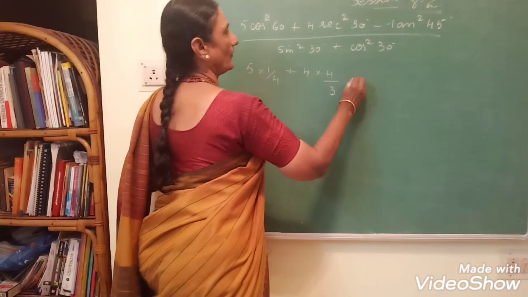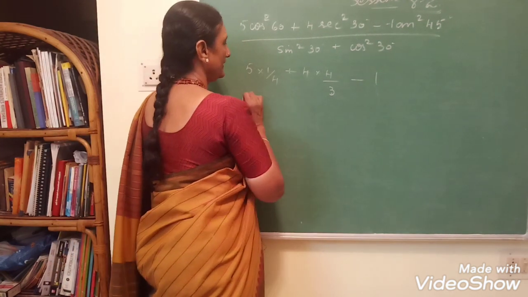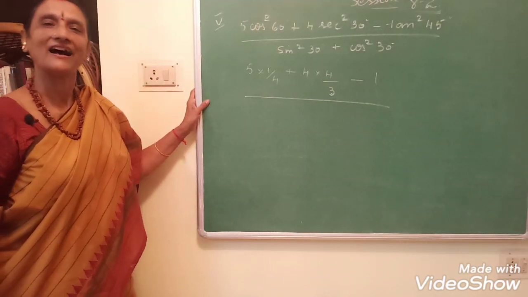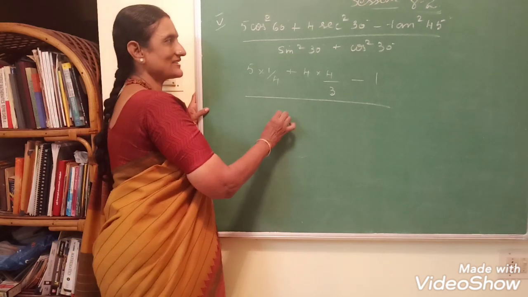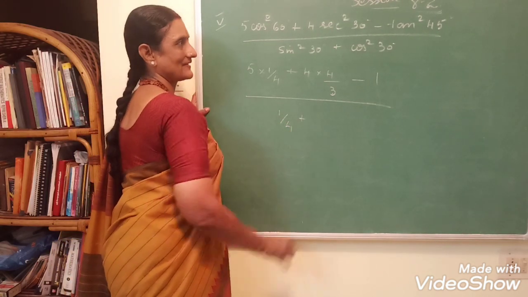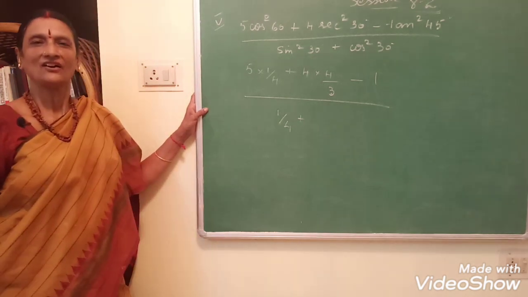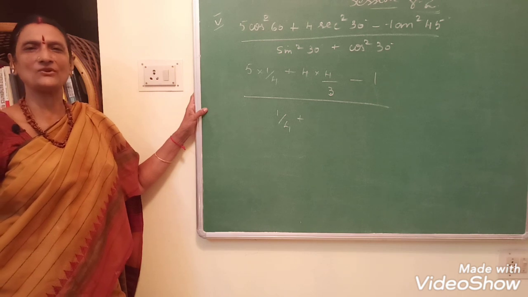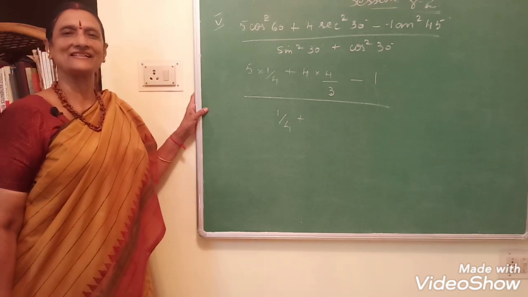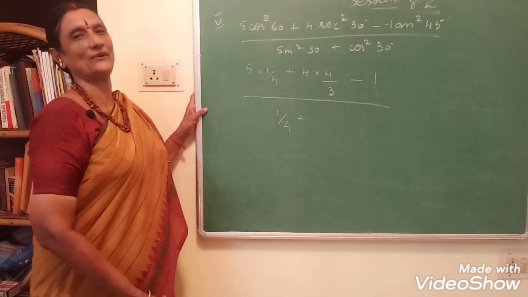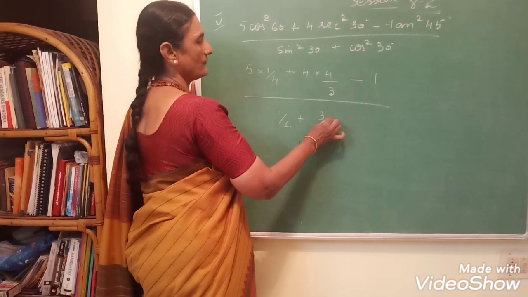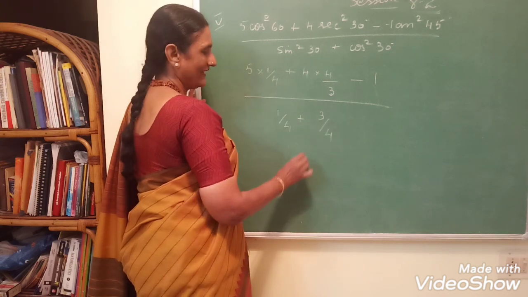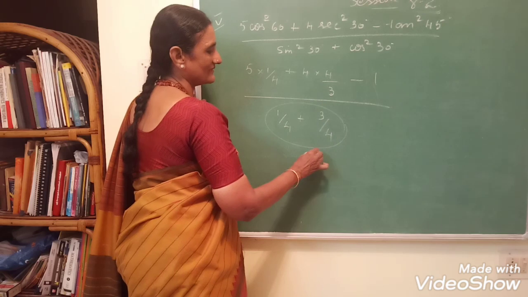Now tan square 45 is 1, divided by sin square 30. Sin 30 is half, so sin square 30 is 1 by 4, plus cos square 30. Cos square 30 is what? Cos 30 is root 3 by 2. Cos square 30 is root 3 by 2 the whole square, which gives you 3 by 4. So 3 by 4 plus 1 by 4 gives you 1. Therefore the denominator becomes just 1.